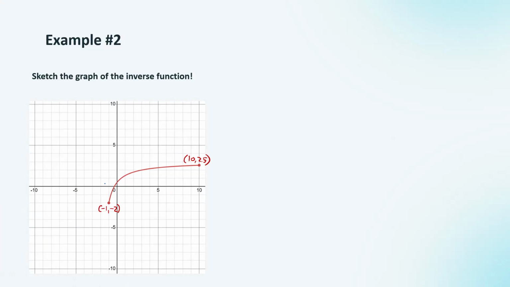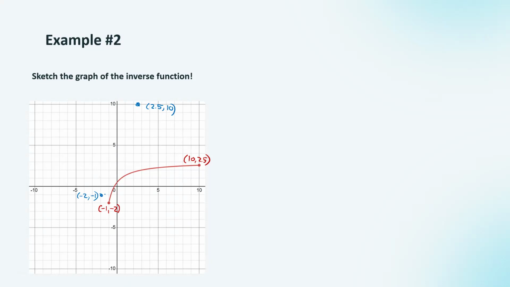And now, let's try to guess the coordinates of the inverse graph. Remember, the coordinates of the inverse graph are going to be the opposite of the coordinates of the original graph. So the first point, -1, -2, that means the point of the inverse graph should be -2, -1. So it should be over here, -2, -1. That is the first point. Now the second point should be 2.5, 10. I think it should be here. There you go. Now, let's try to draw the graph. So again, we need to get a feel of the curve. And I think it's going to look like this.